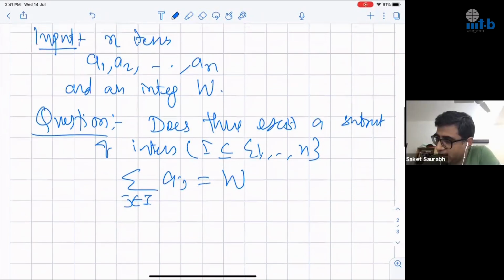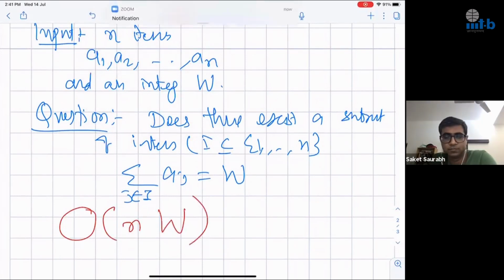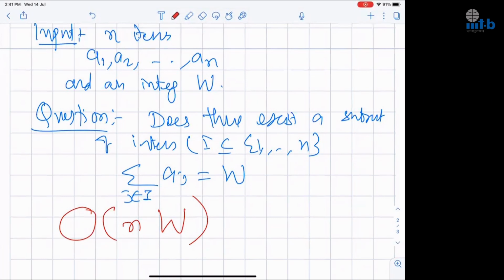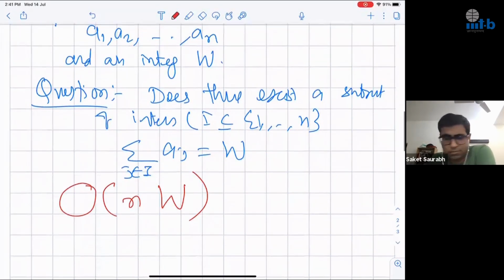Right. So my question is, how many of you have seen this algorithm in your algorithm course? Put 1 if you have seen this. Yeah, dynamic programming, all of that. Yes, all of you are right.